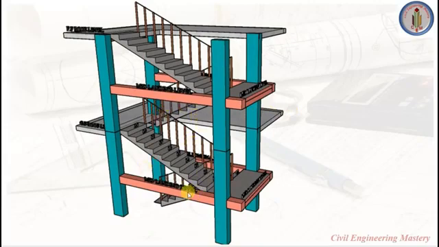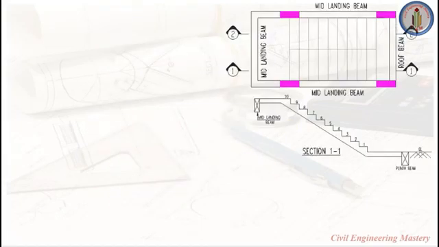If you take the 3D image, this looks like this. So the steps starting from here, first flight, and this is the second flight. This is the mid landing level, and again it is going for the next flight that reaches the second mid landing level, and again the third and fourth flight which is reaching the first floor roof level, that is second floor level. Let's have a closer look.